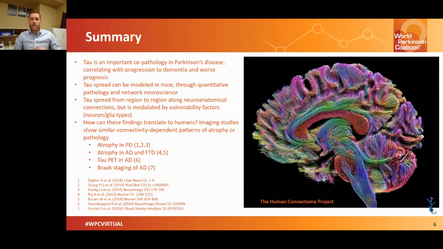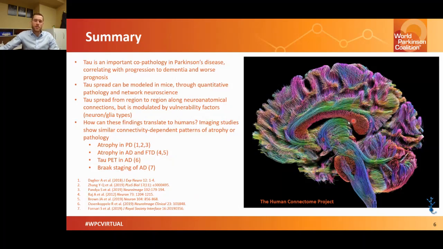In summary, I hope I've conveyed to you that tau is an important co-pathology in Parkinson's disease, correlating with progression to dementia, and that it's valuable to study tau pathology in the context of Parkinson's disease. Tau spread can be modeled in mice through quantitative pathology and network neuroscience.